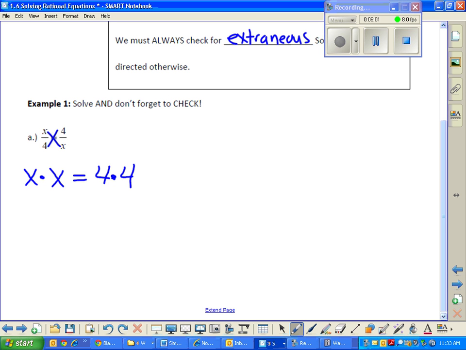So after you set up your cross product, you actually have to multiply. So x times x is x squared. And then 4 times 4, that's 16. We then need to solve this equation for x. So how do I get that x by itself, Tammy? Square root.